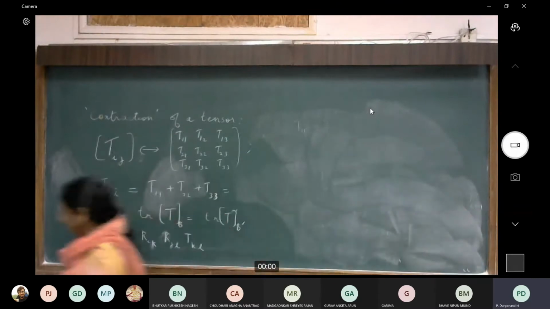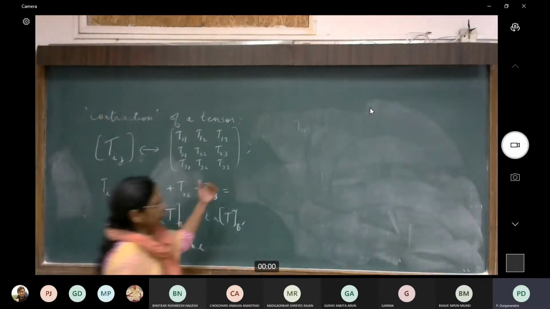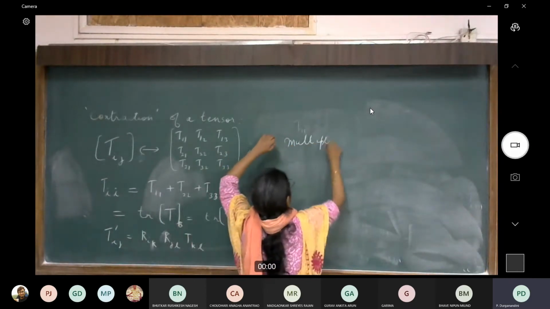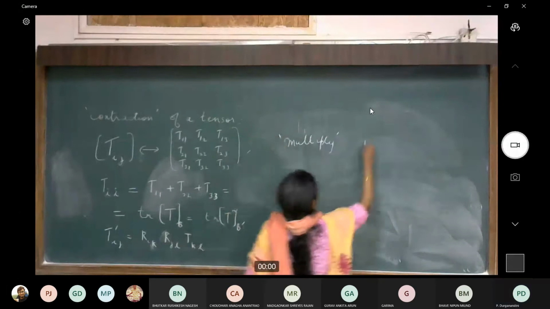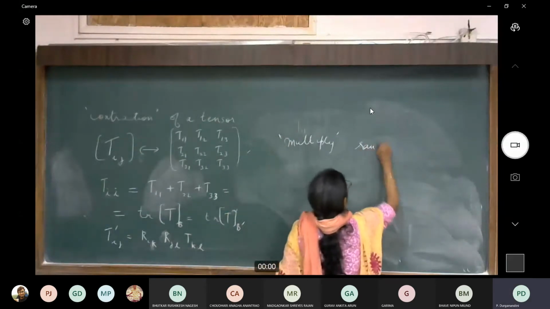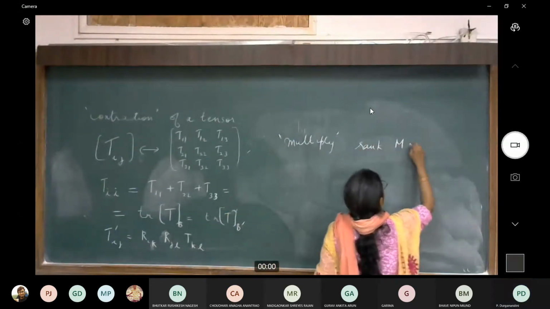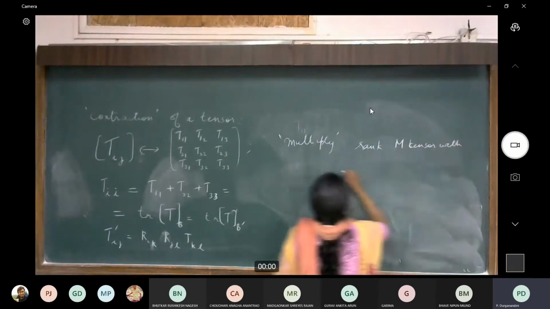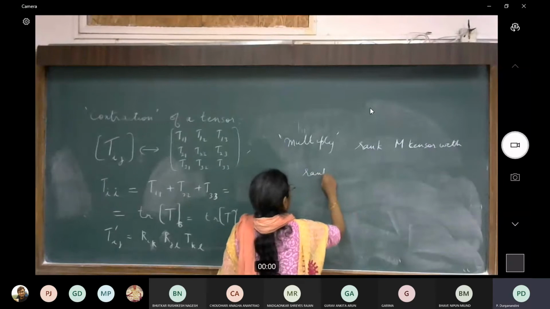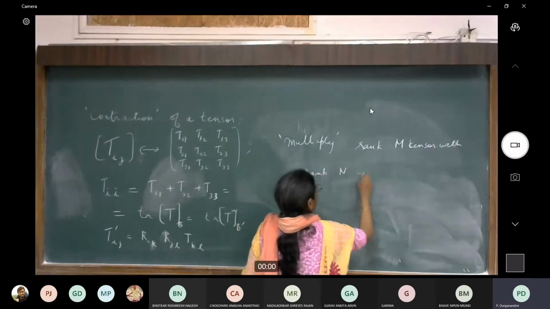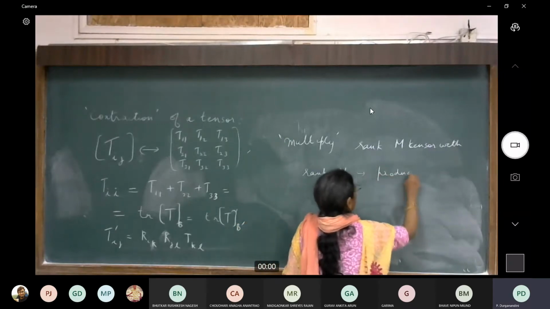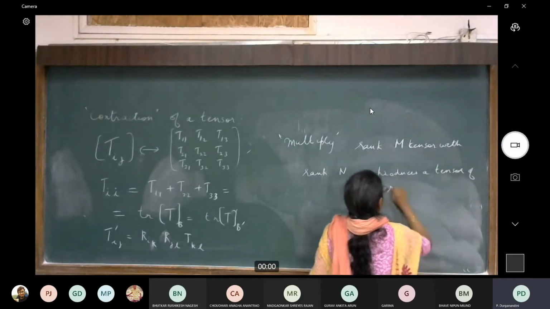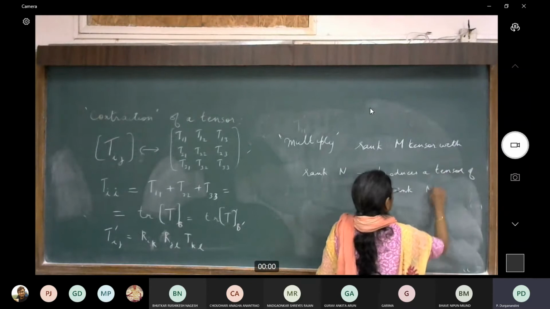But now you can see that, okay, so what we have therefore seen is that I can multiply two tensors. So if I multiply a rank m tensor with a tensor of rank n, this produces a tensor of rank m plus n.